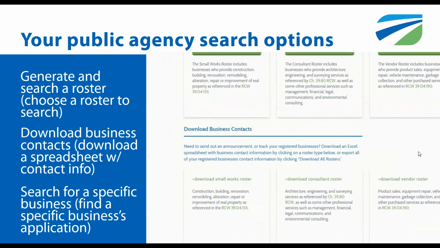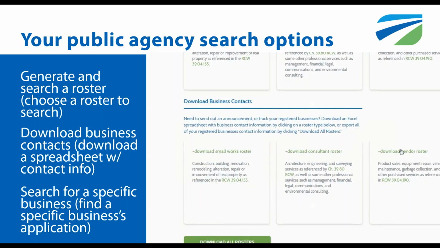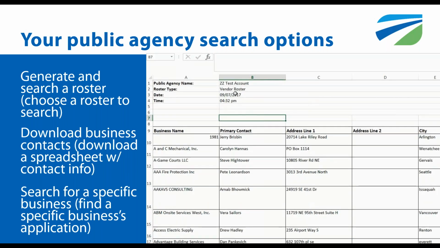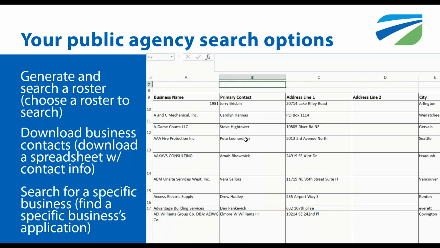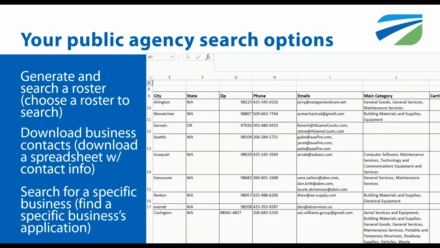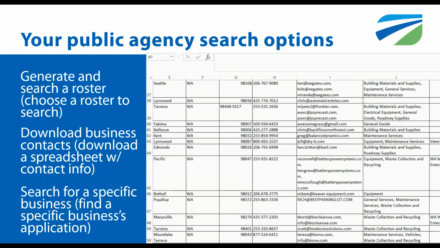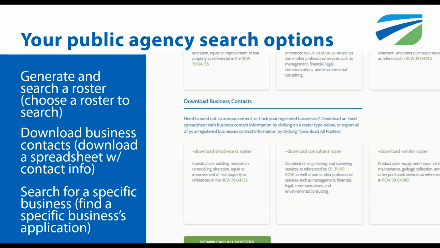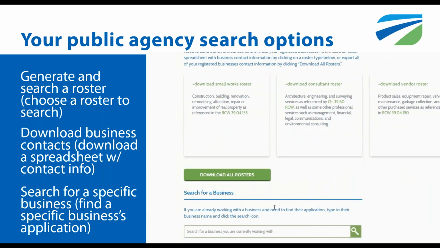So one option is to download all of your business contacts. You'll download by a roster type. And this just gives you a spreadsheet of all the contact information for those businesses registered on that roster. And this can be helpful if you have a workshop or information coming up that you want to share out with your businesses. That's usually the most useful thing there.